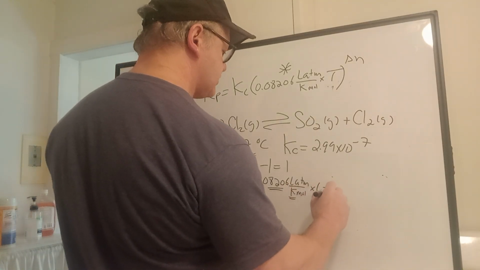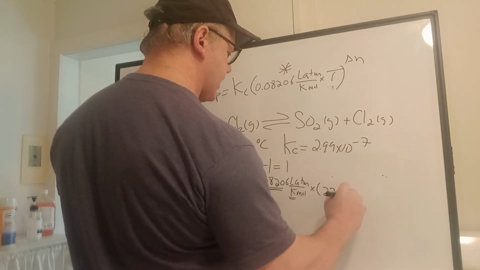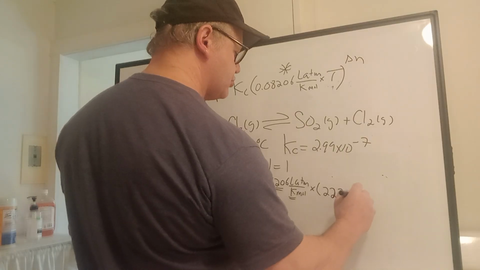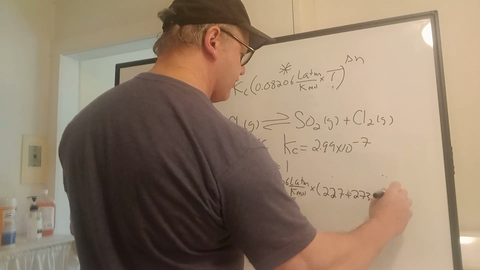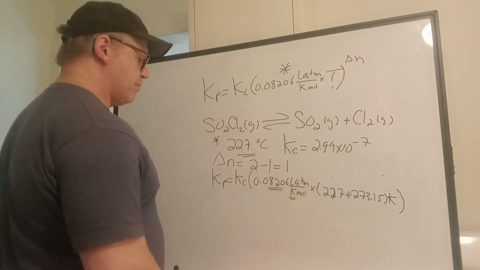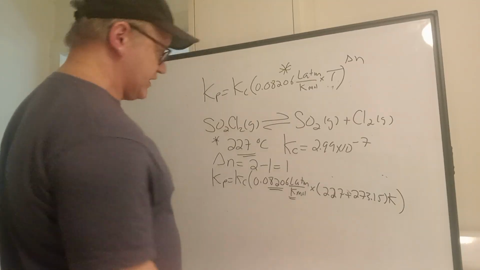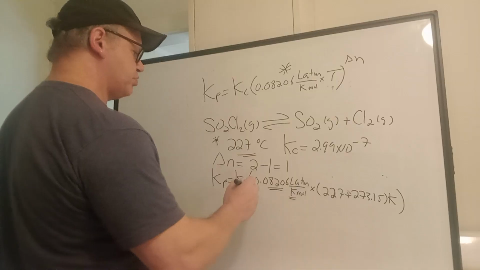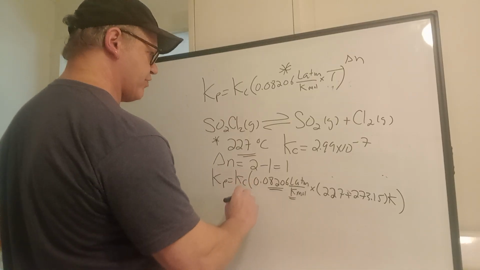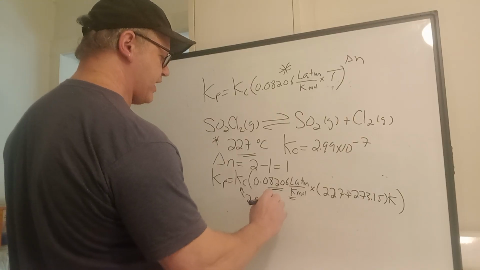So 227 degrees Celsius, I'll just write it as 227 plus 273.15. We'll put it in units of Kelvin. And the delta N is a 1, so I don't have to write anything there. That is not the same as saying it's a 0. It's saying the exponent is just a 1. And here we just plug in the Kc value. I'm not going to rewrite it. I'll just say you squeeze in here 2.99 times 10 to the minus 7.